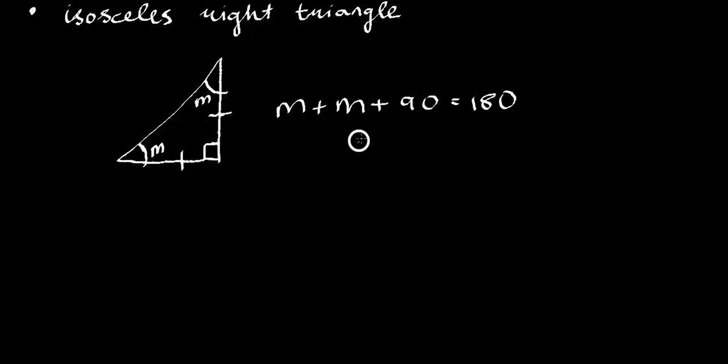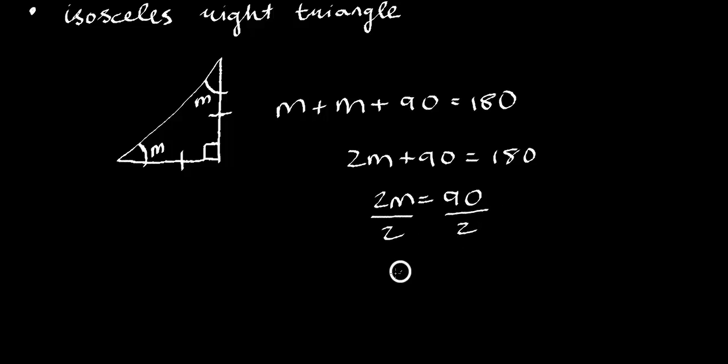I'm going to solve for m by using simple algebra. m plus m, that's 2m, plus 90 equals 180. If I just move the 90 over here, basically, 180 minus 90, that's 90. I want to isolate m, so I divide by 2. And doing that gives me m equaling 45. That's brilliant. Great. So since we know that this m is 45, this m is also 45.